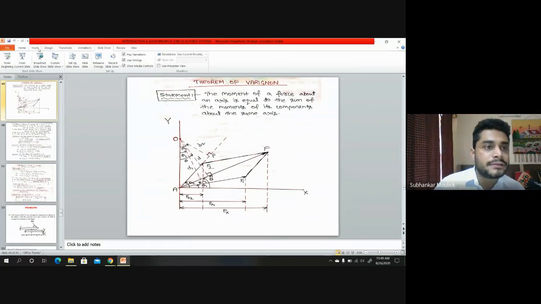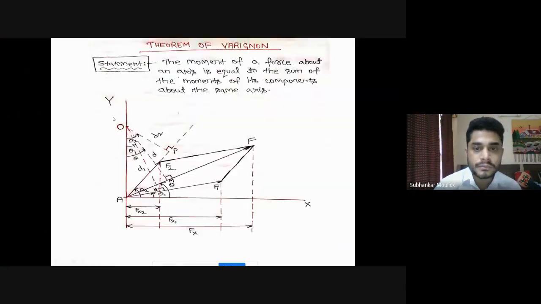Next slide is about the theorem of Varignon. It is an important theorem. It can be asked in the examination for 7 marks. And this theorem is applicable to solve several problems related to moment. What is the theorem of Varignon?